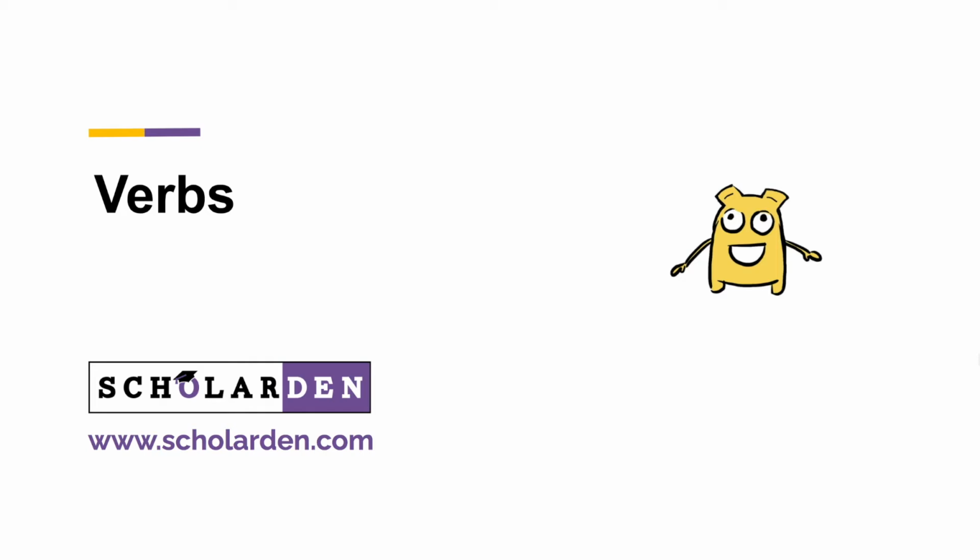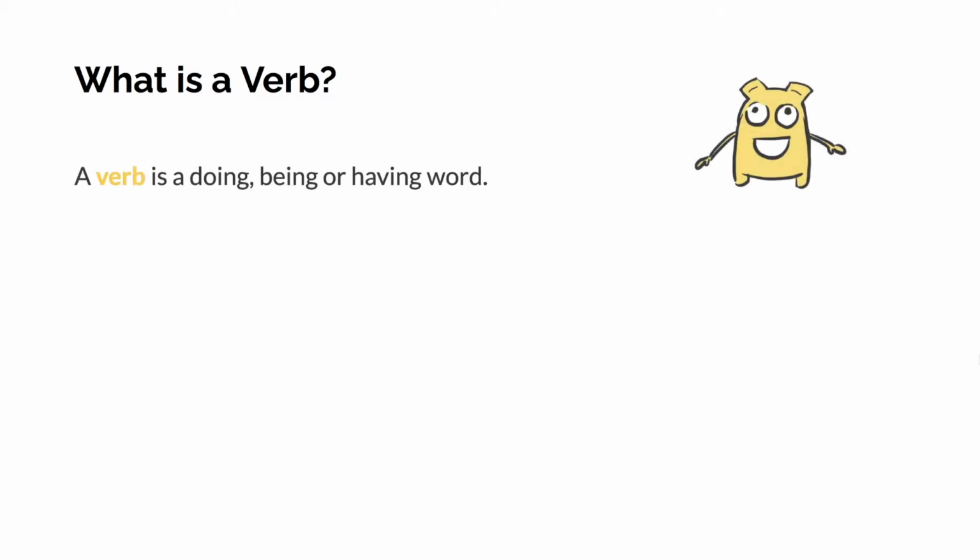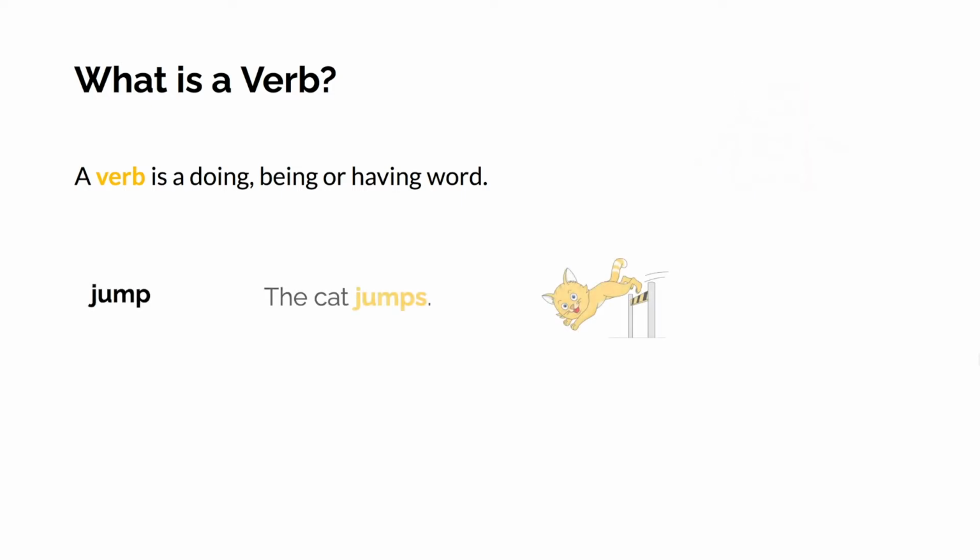In this Scholarden module, we will be discussing verbs. What is a verb? A verb is a doing, being, or having word. For example, jump. The cat jumps. This first example shows us a verb that is doing something, jumps. This is an action verb.